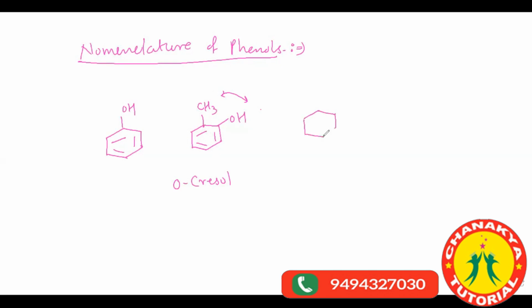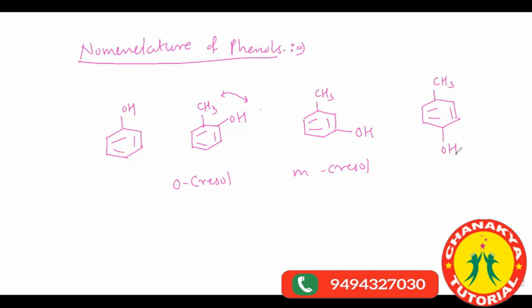Now, if in the phenol the CH3 group and your hydroxyl group are at the meta position to each other, then its common name would be meta-cresol. Okay? And if it will be at the para position, then it will be called as what? Para-cresol. And these are the common names. So what would be the IUPAC name for this?